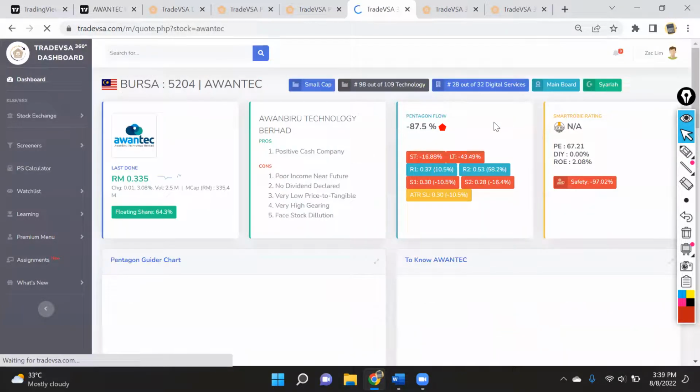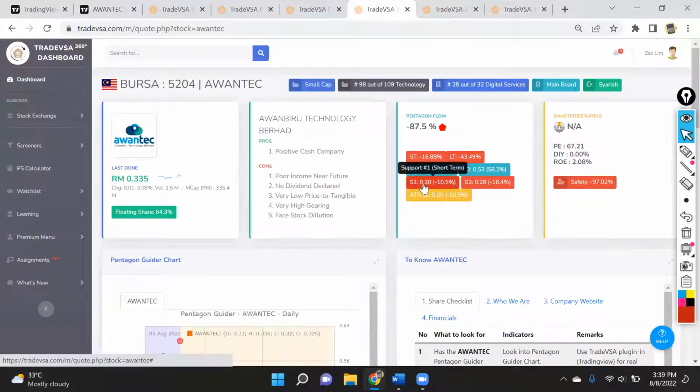R1 Tech. Currently, if you trade S1, support 1, you're risking around 10% with a support near 30 cents. And if you are looking for R1, which is resistance 1, you also get around 10%. So that is 1-to-1 risk to reward. R2 is slightly farther at 53 cents, around 60% gain. So probably you can focus on R1 first, but maybe you want to combine it with the pullback strategy that you learned from the masterclass.